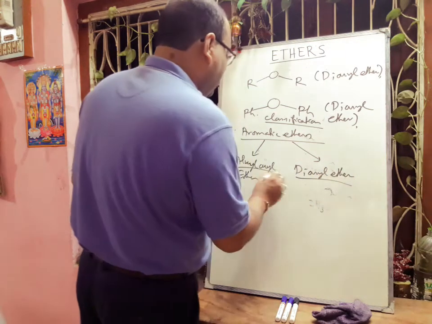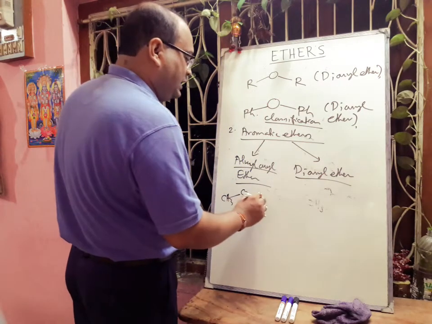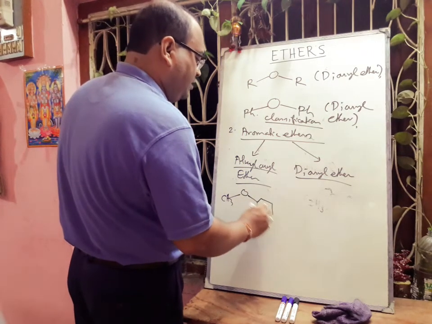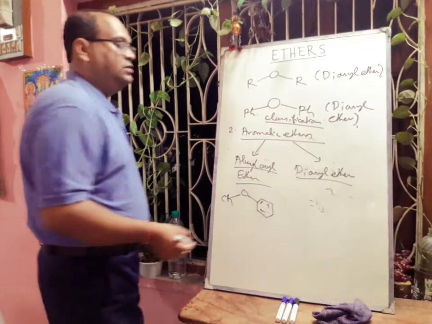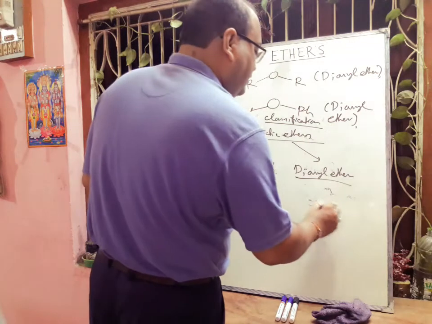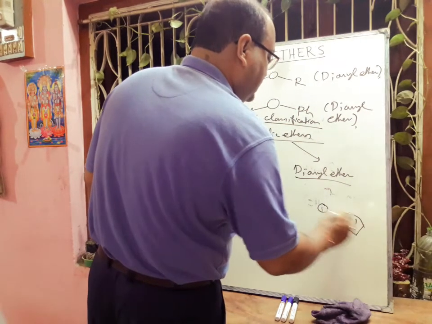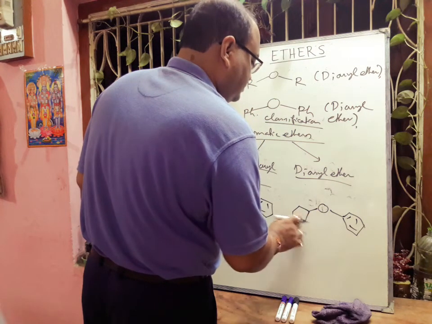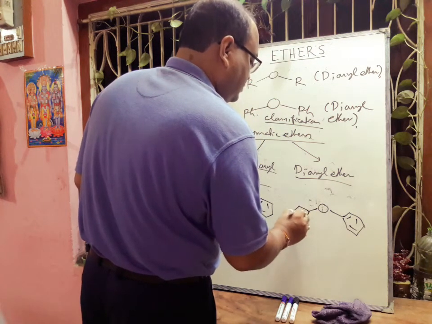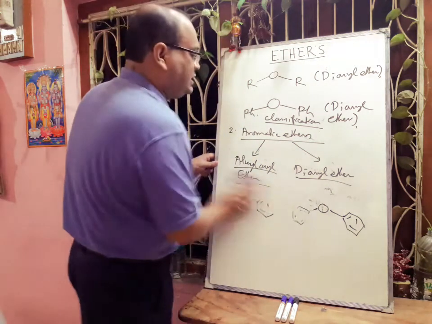In case of alkyl aryl ether, one side there will be an alkyl group like methyl, and on the other side there will be an aromatic ring or aryl group. And this is nothing but anisole. And in diaryl ether, both sides there will be an aromatic ring. It is diphenyl ether. Hope you can understand.